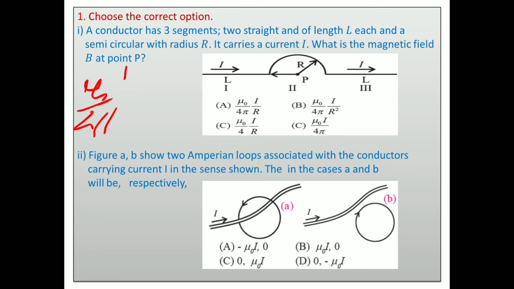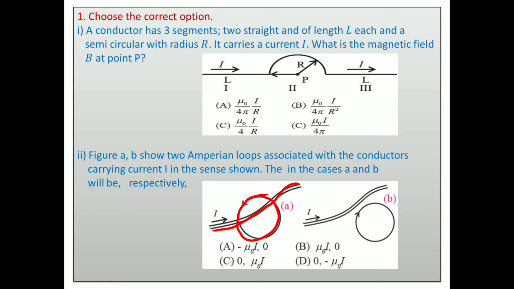Thereafter we go through another multiple choice question, the second one. Figures A and B show two Amperian loops associated with the conductors carrying a current I. The sense of current is shown in the figure. Then in cases A and B, what will be the magnetic induction respectively? Means how can we take it? Look here, for the first conductor. This is one conductor, and this conductor is passing through the closed loop.